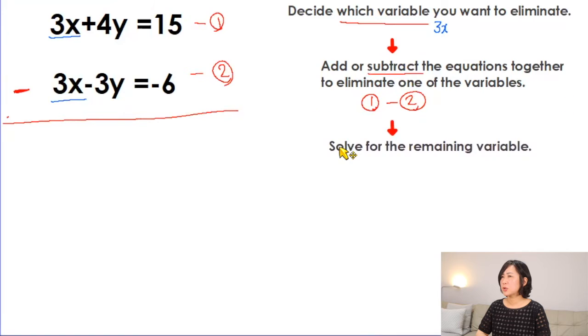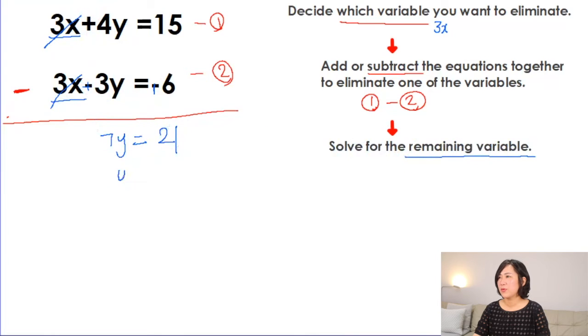The next step is to solve for the remaining variable. But let's calculate it first. So cancel the 3x. Then 4y minus 3y gives you plus 7y equals, so minus becomes plus, that gives you 21. So let's solve this remaining variable. That gives y equals 3.